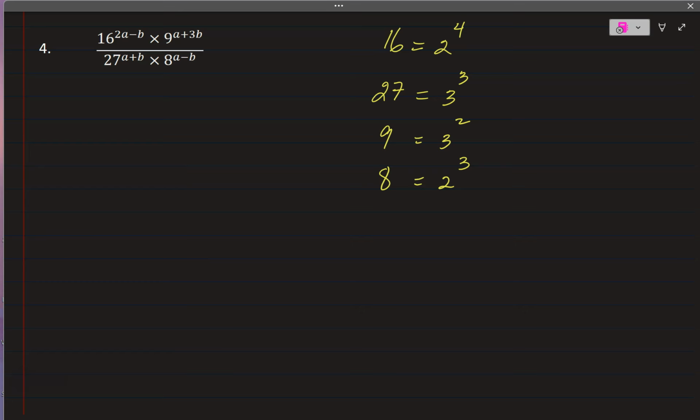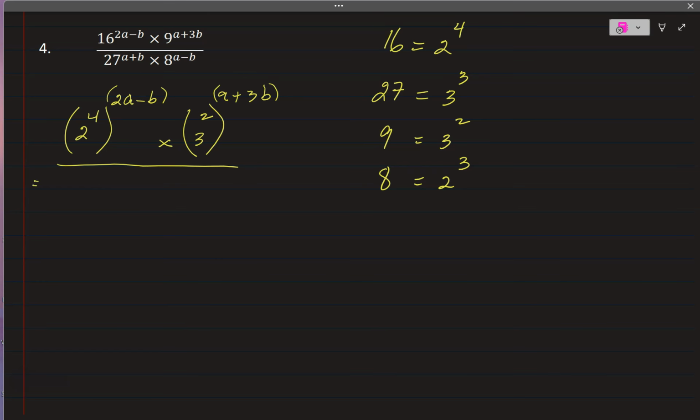Now we're going to replace them with these, the exact same thing as written here. So let's rewrite this using the exponential form. 16 becomes 2 to the 4, open the bracket, to the exponent of 2a minus b, times 9 is 3 squared to the exponent of a plus 3b. And remember, the entire thing is the exponent. It looks ugly, but the entire thing is the exponent.